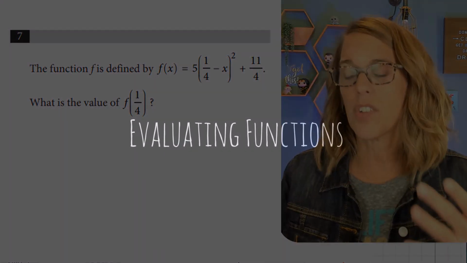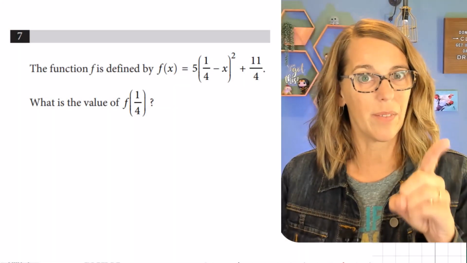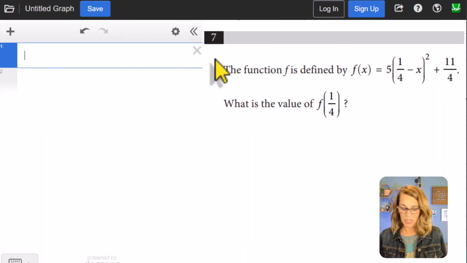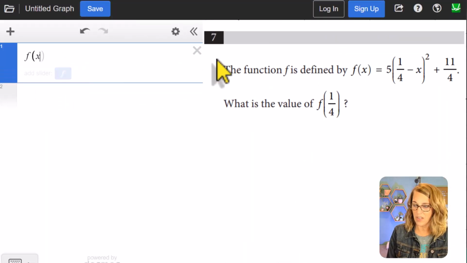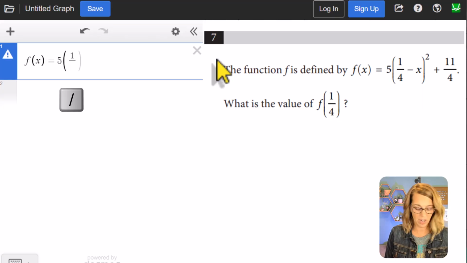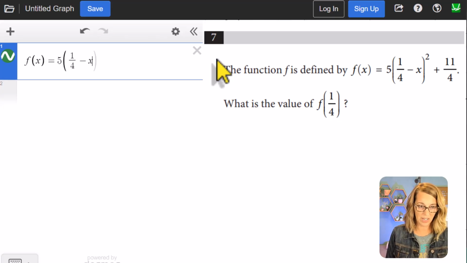Desmos also does a great job of evaluating functions like this one. We're also going to see some systems here next. Let me again clear these x's, and I'm just going to type this function in. So f of x is equal to 5 parentheses 1. To get that fraction, I'm going to hit my slash key, which is right underneath the question mark, fourth. Arrow over to the right, and then I'm going to go minus x. Let's put a parenthesis there, and then squared.